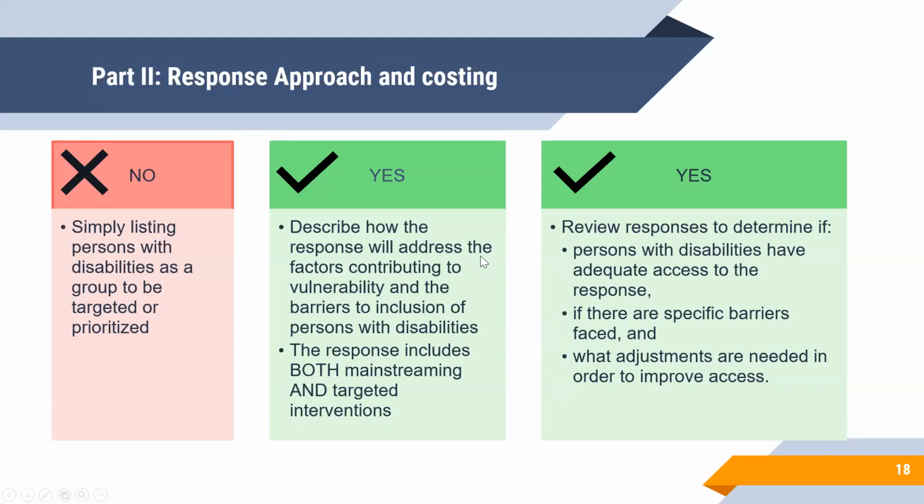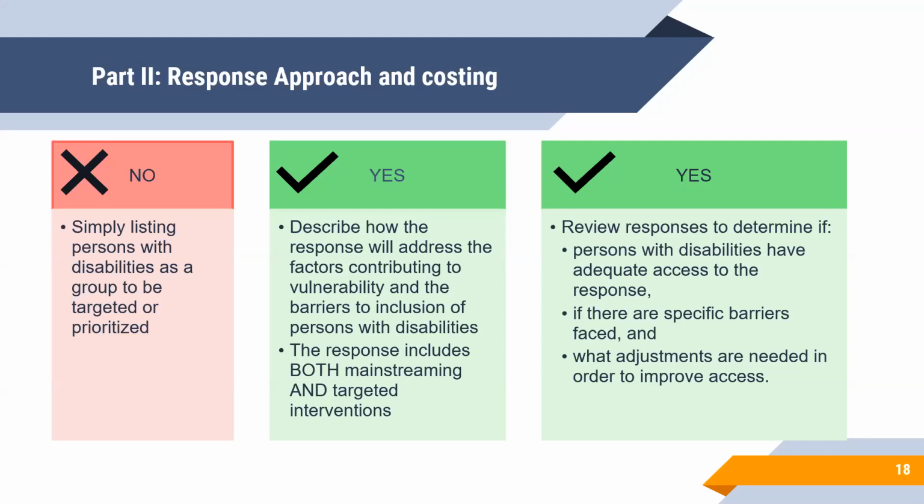And that this is done through a twin track approach, which means that the response includes both actions that ensure that everything that is done in the humanitarian response is inclusive of and accessible to persons with disabilities, while at the same time also having these interventions that are specifically targeted to persons with disabilities and following both of those tracks.